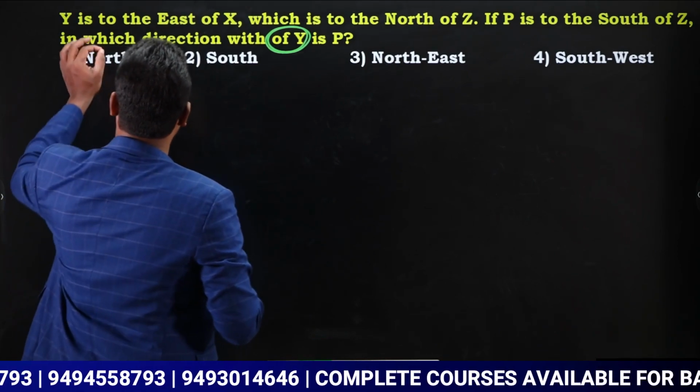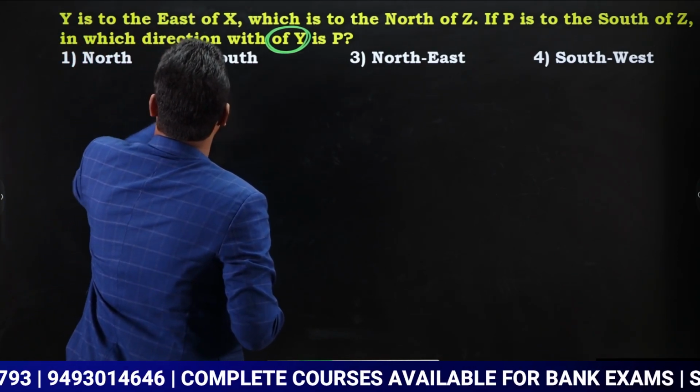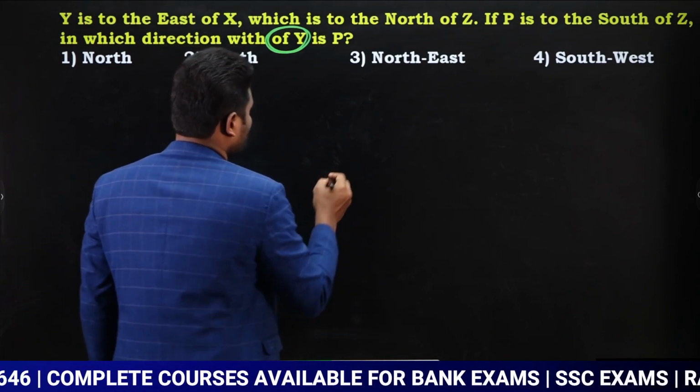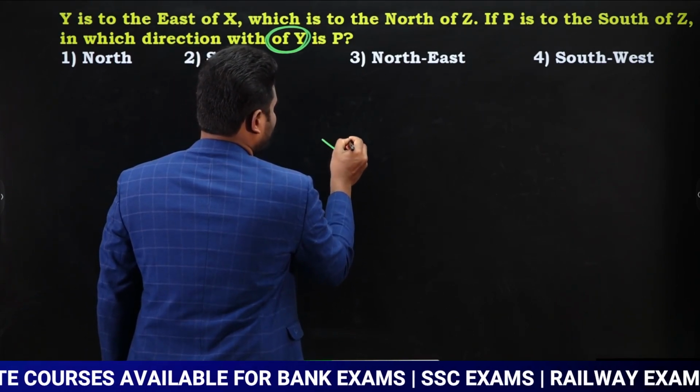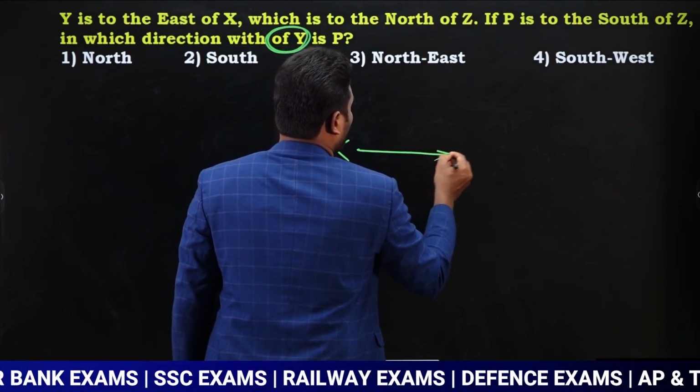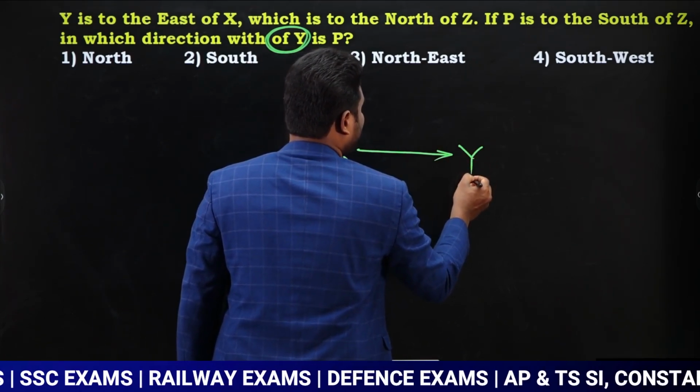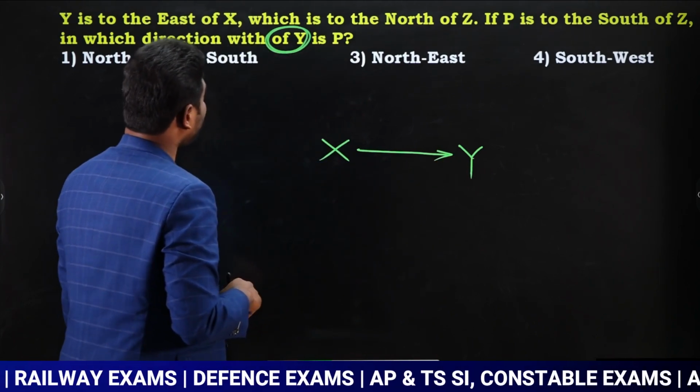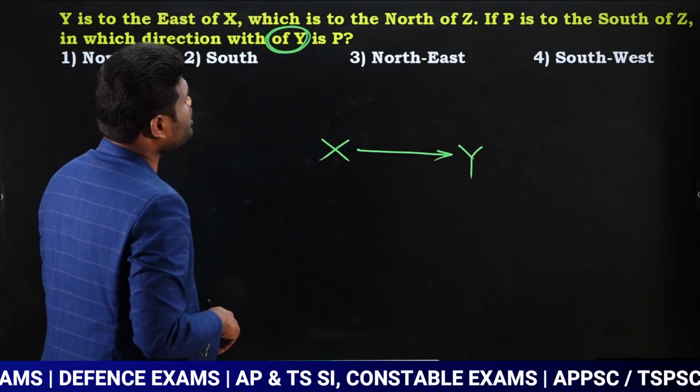Now look here. It is clearly said Y is to the east of X. Let us say this is X. For X's east, who is there? It seems Y. Y is to the east of X. Next, which is to the north of Z.